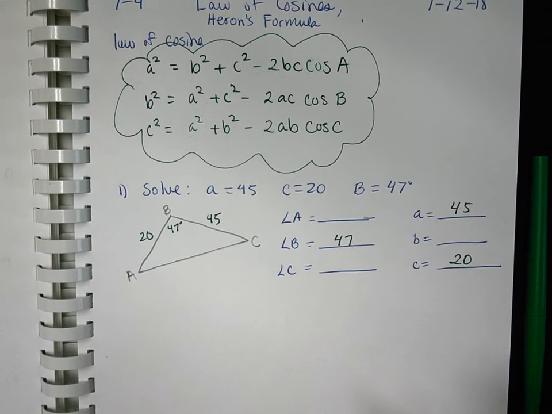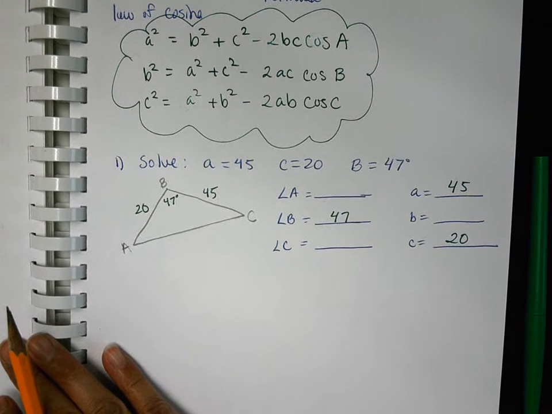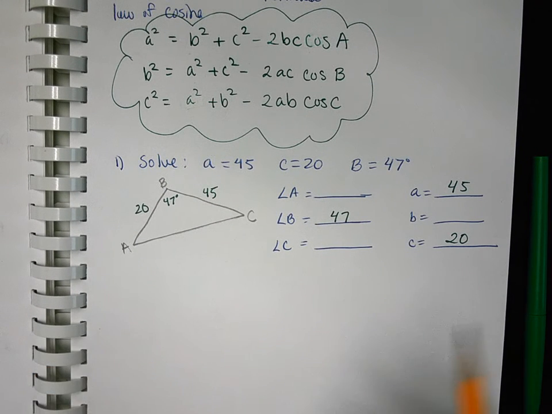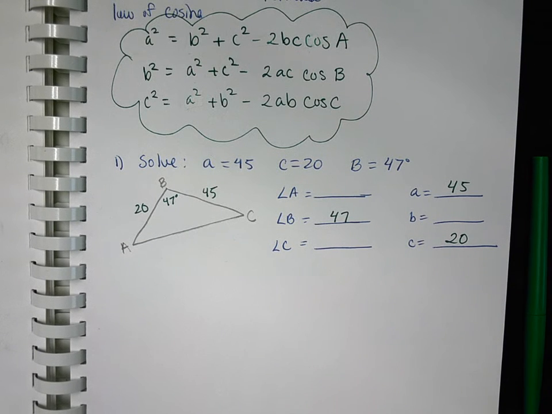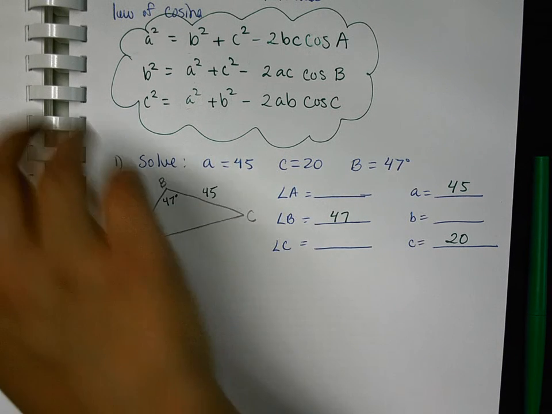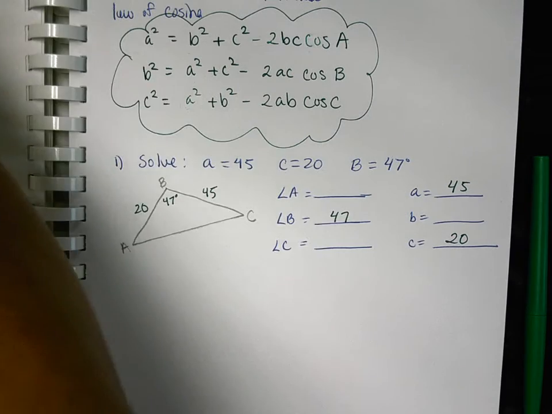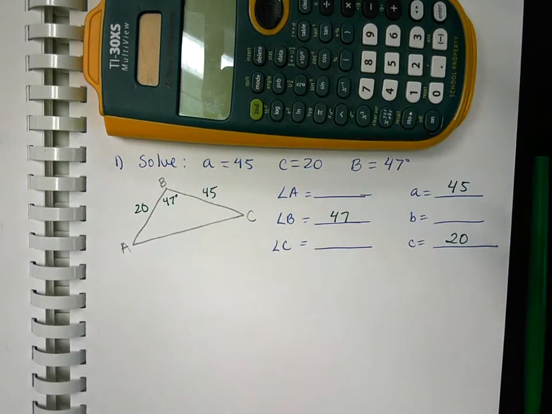Questions on just the setup so far? Okay. Shall we start? Where shall we start? Looking for angle A, looking for side B, looking for angle C. It's easiest when you're using this formula to find the sides. So shall we start with the side length first? Okay, starting with the side length, what is the only side length that we're missing? B.